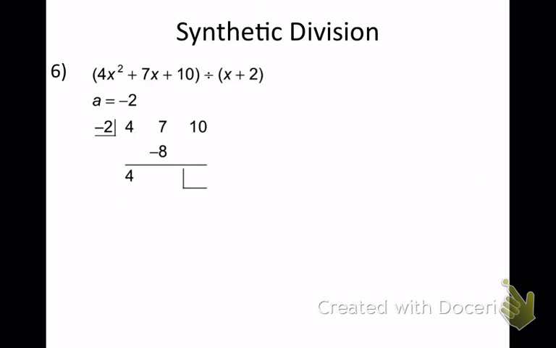So number 6. I have 4x squared plus 7x plus 10 divided by x plus 2. Notice I have my coefficients here. Did we see my coefficients? 4, 7, 10. Brought the coefficients down.